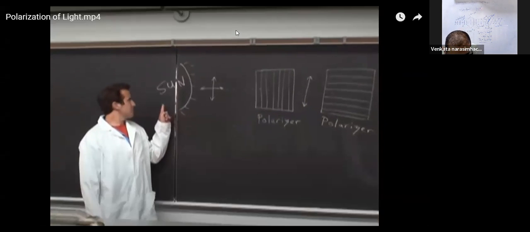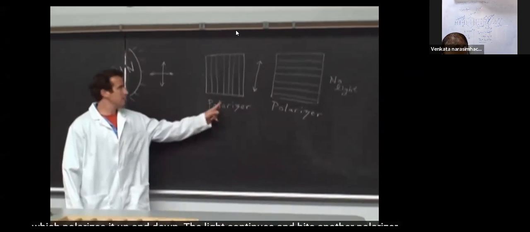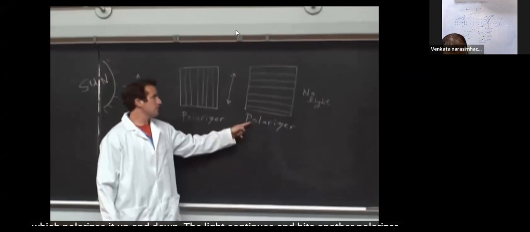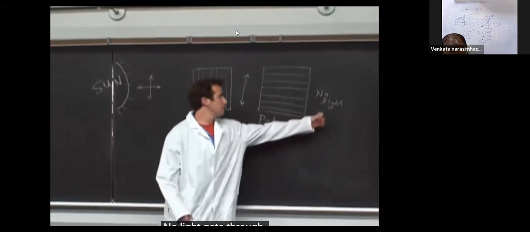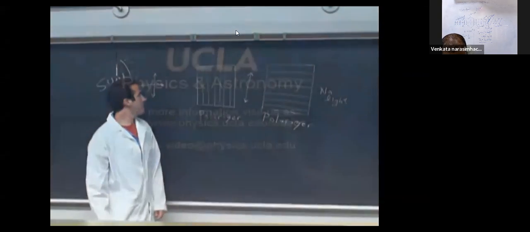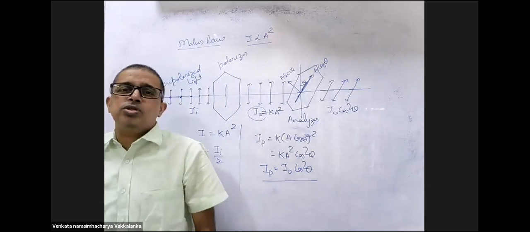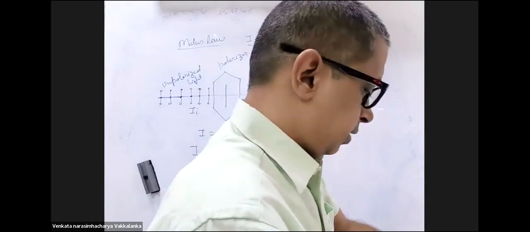Unpolarized light, for example from the sun, travels to a polarizer, which polarizes it up and down. The light continues and hits another polarizer, but this polarizer is side to side. That cancels all the light. No light gets through. Now you understood what he demonstrated? Yes, sir. This is all about polarization.